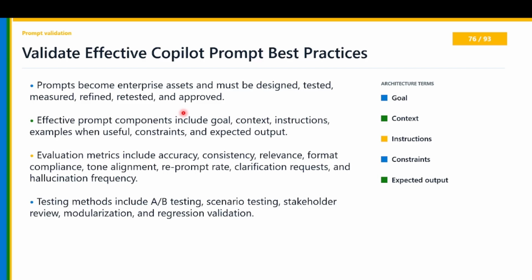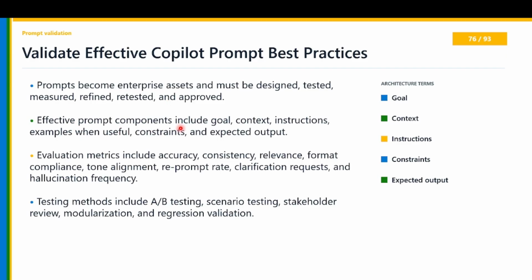This agent prompt should also be modeled, fashioned, designed and tested. They are also assets. It is not only data that you are treating as an asset, also treat prompt as an asset. That's why you should also set guardrails and constraints. Okay, so prompt must be properly designed, tested, measured, refined, retested and approved, and they must also be included in the CI/CD pipeline.